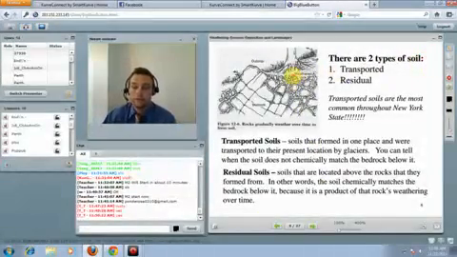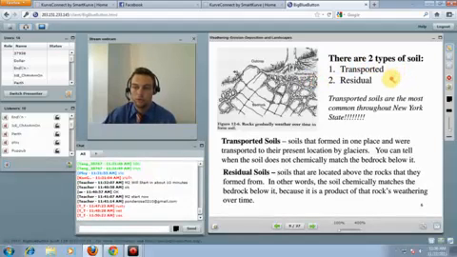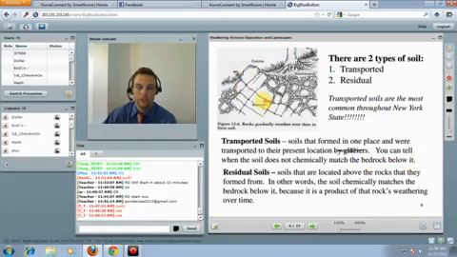Okay, so two types of soil, transported and residual. Transported soils formed in one place and were transported to their present location by glaciers. This could be rivers, this could be wind. It could be glaciers, but it could be other things also. You can tell when the soil does not chemically match the bedrock below it. So say you have this bedrock, subsoil, and then you have the topsoil above it, and they're totally different.